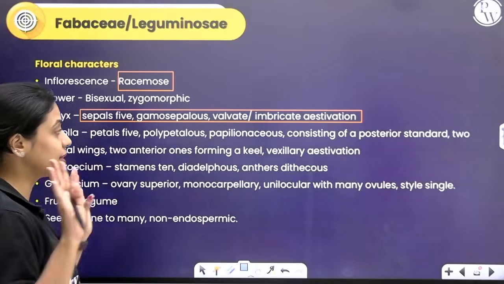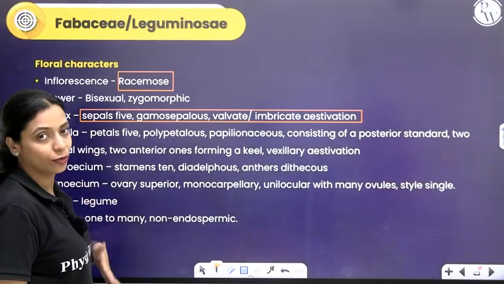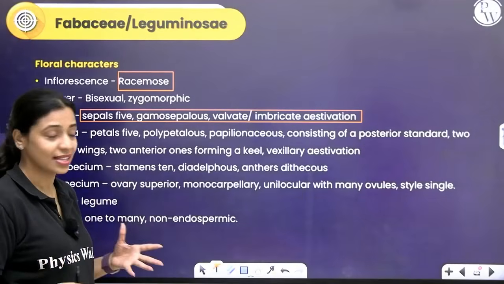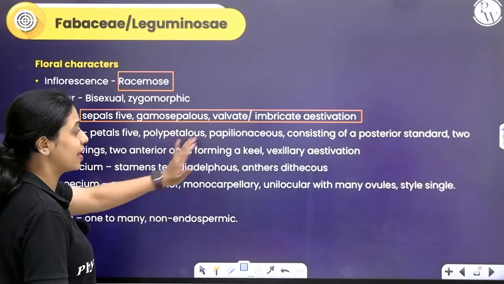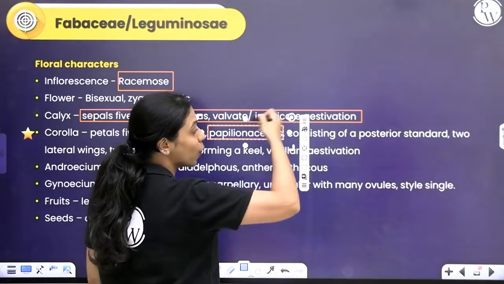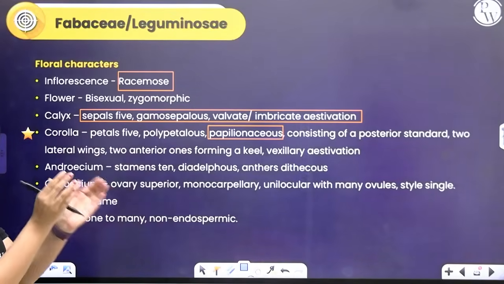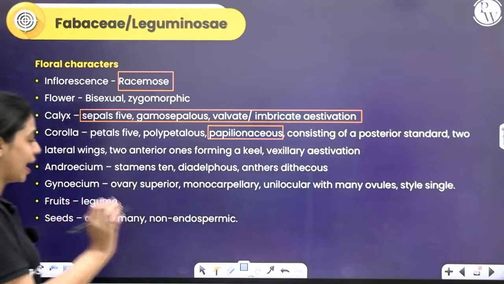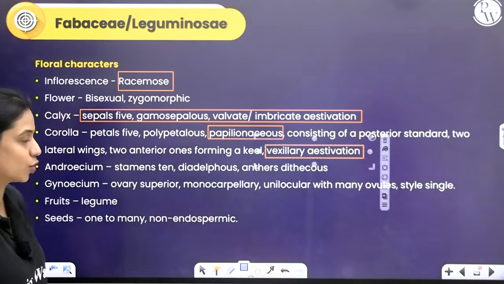Talking about corolla, this is a characteristic feature that you see in members belonging to Fabaceae. You have vexillary aestivation. Petals are 5 in number, they are polypetalous, they are papilionaceous, which means butterfly-like. So you have a posterior petal, standard petal, and 2 lateral wings and 2 anterior keel petals, and you can see vexillary aestivation. This is characteristic feature of pea family that you should not forget.